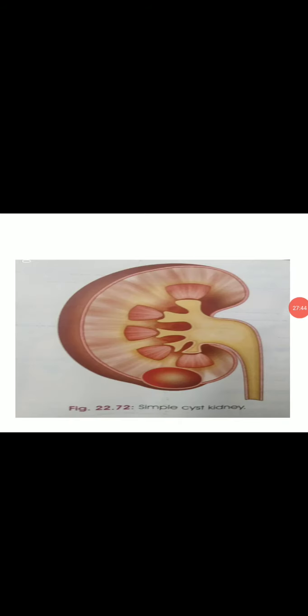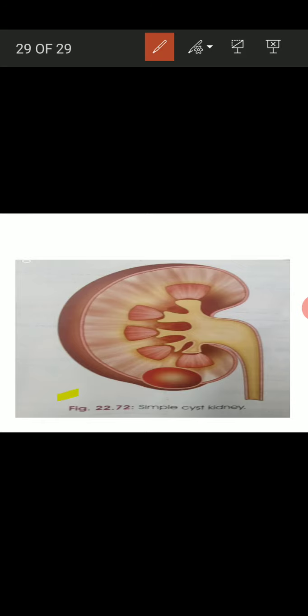The picture shows a simple renal cyst which is located in the cortex. This is the simple renal cyst and this is located in the cortex. It contains straw-colored fluid and is usually asymptomatic and is detected incidentally on abdominal imaging.